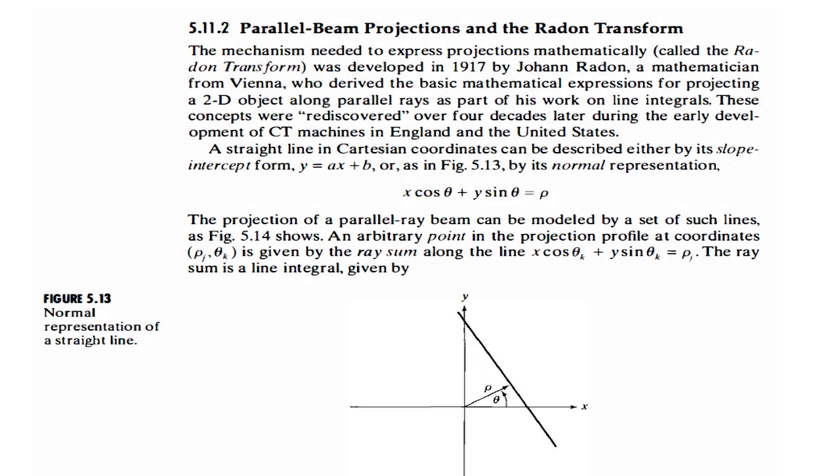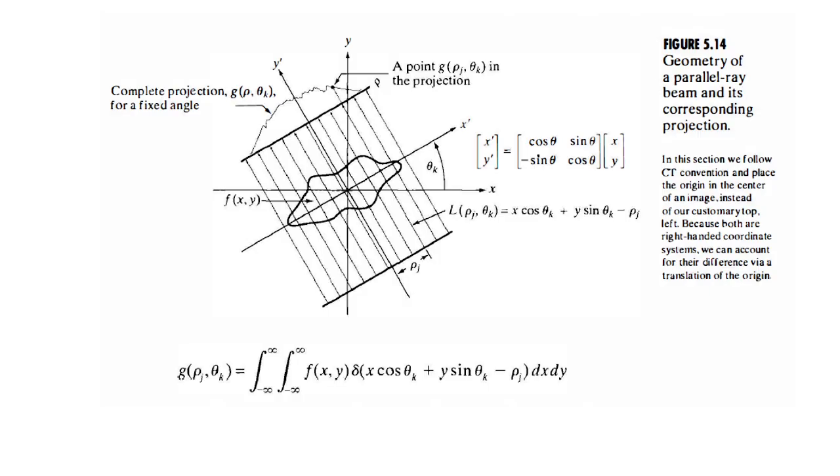So these are the mathematical foundations. This is the geometry of a parallel ray beam and its corresponding projection: how it is projected and what all these values are. The complete projection is represented by g of rho, theta comma k.